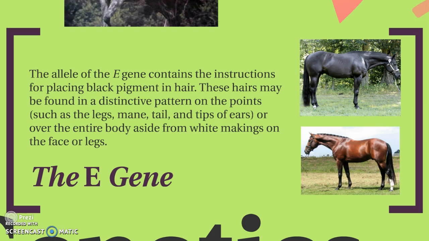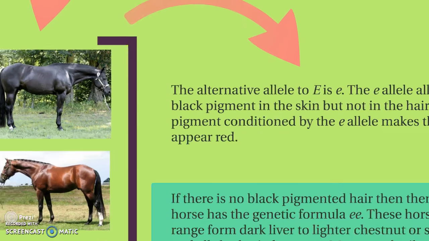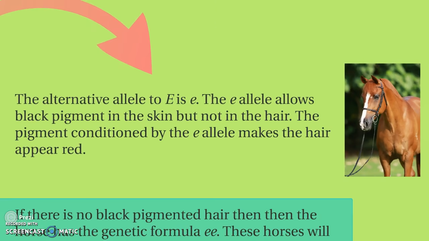The E gene. The big E allele of the E gene contains the instructions for placing black pigment in hair. These hairs may be found in a distinctive pattern on the points, such as the legs, mane, tail, and tips of the ears, or over the entire body aside from white markings on the face or legs. The alternative allele to big E is little e. The little e allele allows black pigment in the skin, but not in the hair. The pigment conditioned by the little e allele makes the hair appear red.